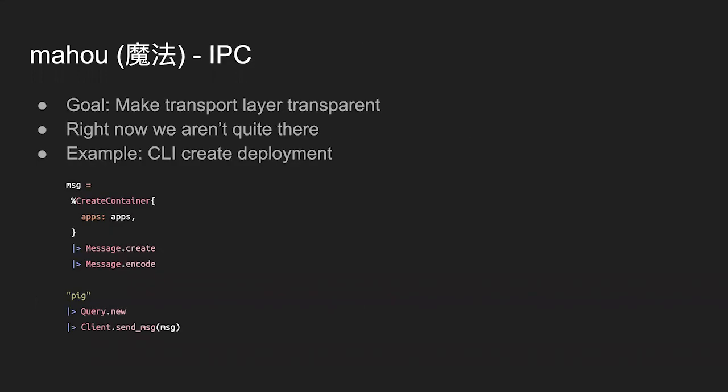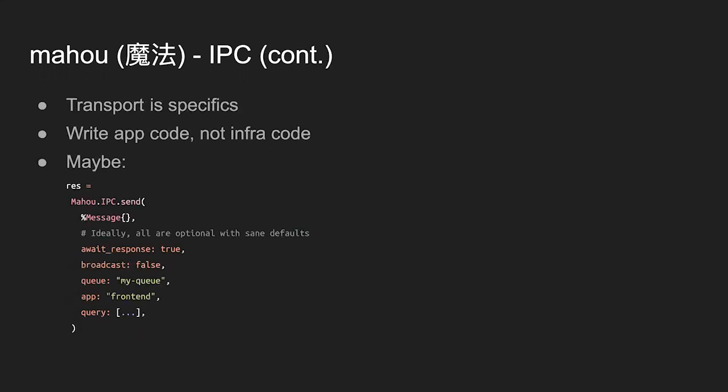One of the main goals here is dealing with that IPC concept, trying to make the transport layer completely transparent. Right now, we're not really there. For example, this is the code from the CLI tool that creates and deploys a container. It's not beautiful, it works, but it's still not quite as good as I want it to be. Because the transport, how it's being sent, those specifics, I don't want to have to think about that. I want to write my app, not care about the infrastructure level things or the transport.